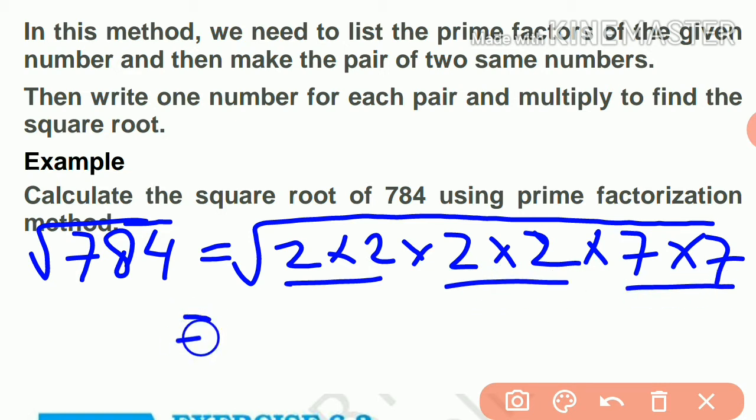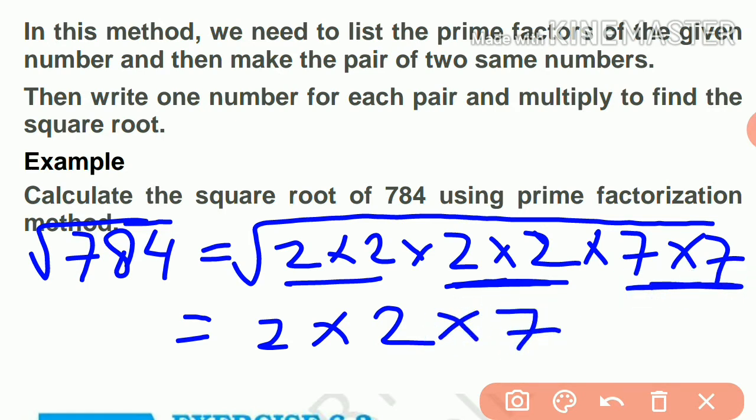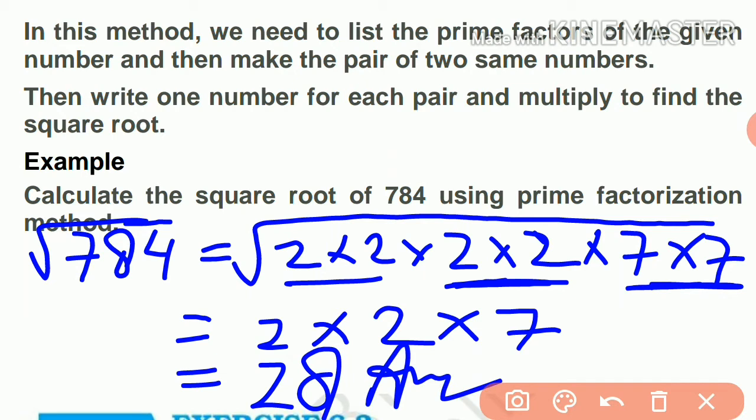Here we write 2 for the first pair, 2 for the second pair of 2, and 7 for the pair of 7. The product of 2, 2 and 7 is 2 times 2 is 4, and 4 times 7 is 28. So the square root of 784 is 28. This method is known as the prime factorization method.